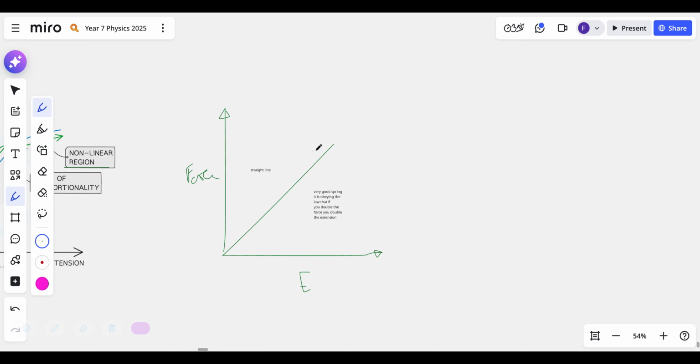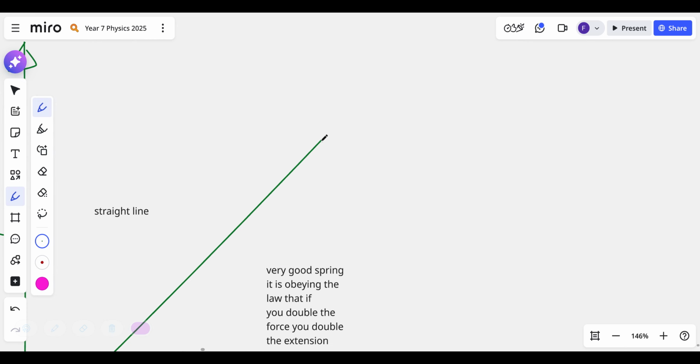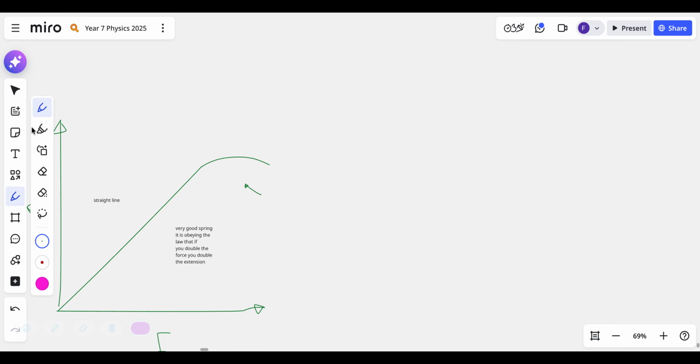If you pull an elastic band too far, it stretches too much and breaks, and it starts doing this. Now, that is not a straight line, right? It doesn't have to be exactly that shape. It can be any kind of shape. But that's not a straight line. Now, it's been a very bad spring. It's not doing what it's supposed to do.